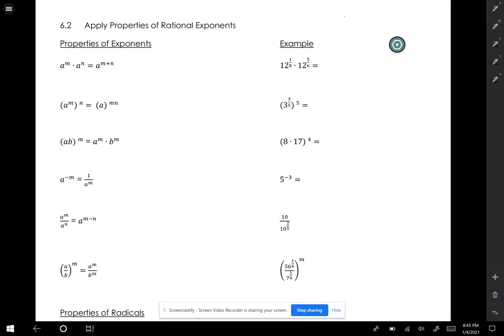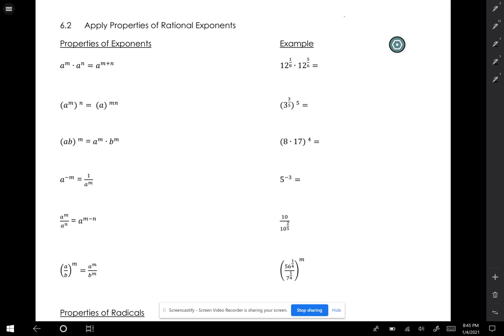Hello, class. Today we're going to go over 6.2, apply properties of rational exponents. First we're going to review properties of exponents, which you learned about in Algebra 1. And then we're going to apply them using exponents that have fractions.